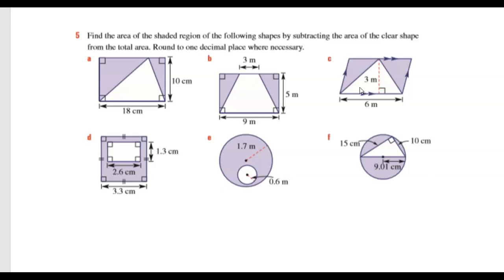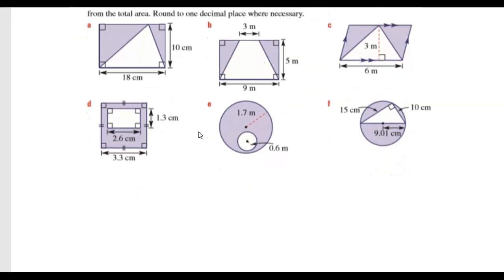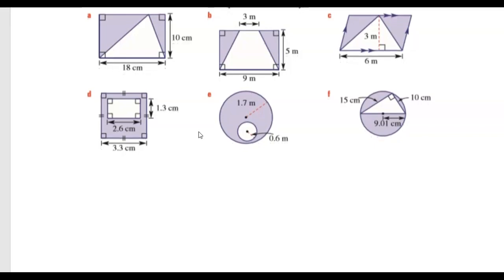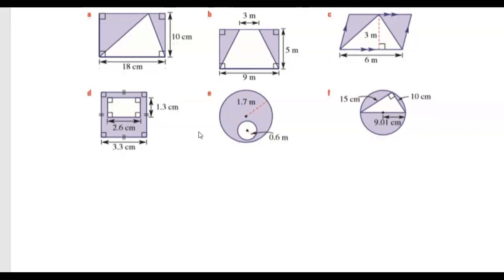Okay, so the question says, and I'm just going to make sure I'm doing it correctly, find the area of the shaded region, okay, so the blue region, by subtracting the area of the clear shape from the total area. And we're going to round our answers to one decimal place. So I'm just going to scroll until we can't see that. Okay. Now, question A. Let me just redraw it. I need to redraw it because if I draw in here, it's going to make things go weird. And I'm going to use different colors.